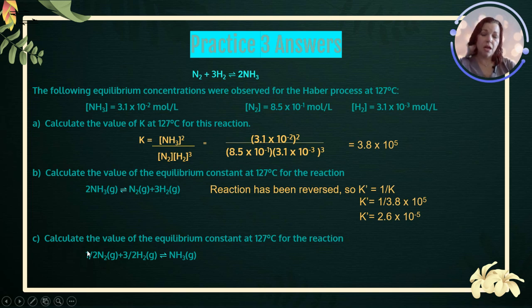All right. And then in part C here, we're going to calculate the value of the equilibrium constant at the same temperature. It's important that we're staying at the same temperature here for this reaction in part C. What we've done here is, compared to the original reaction, this reaction has been halved.